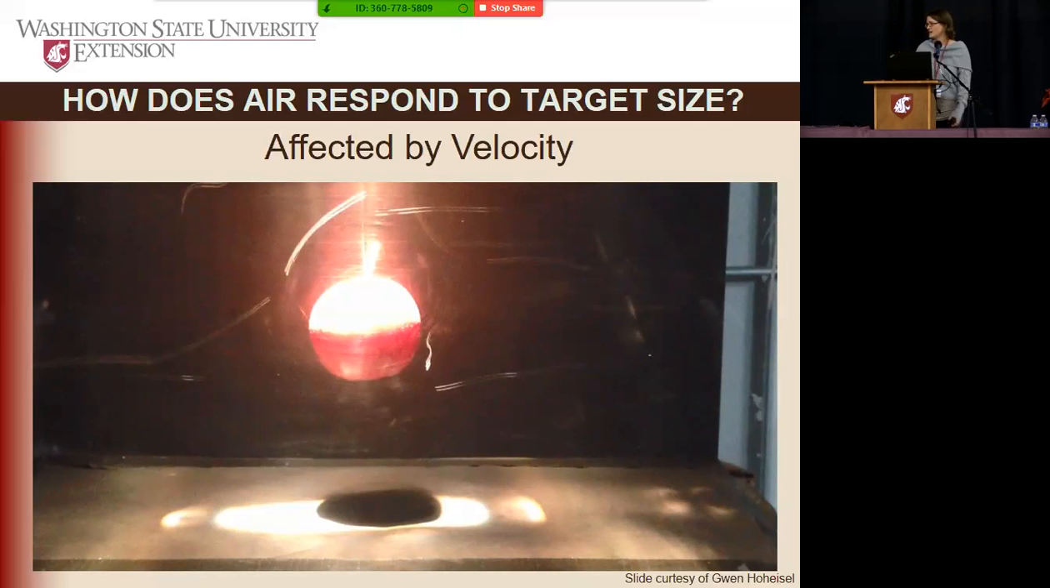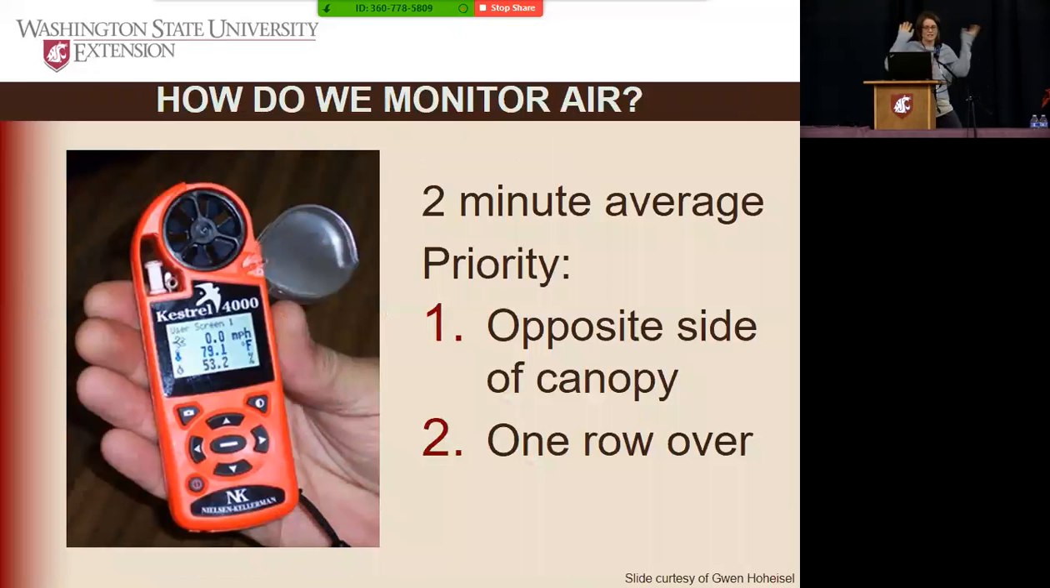Okay, so how do you monitor air? We have fancy machines, but how you can do it, do you guys have handheld weather stations?